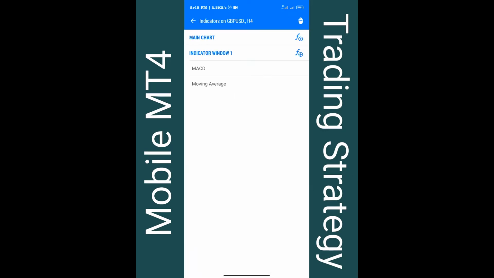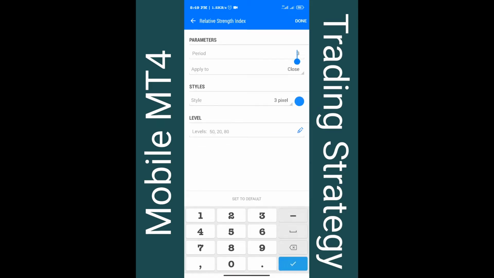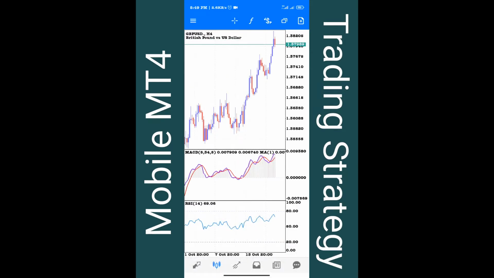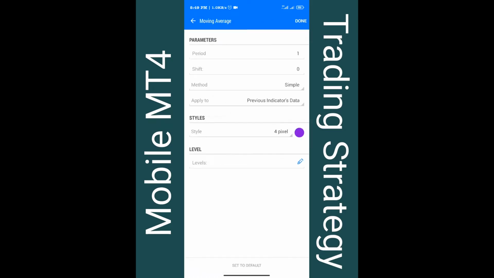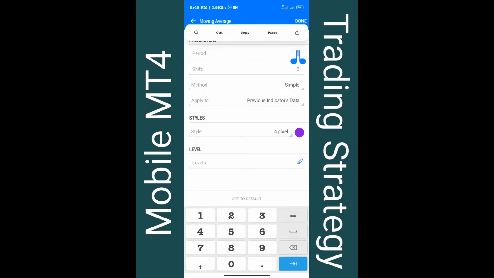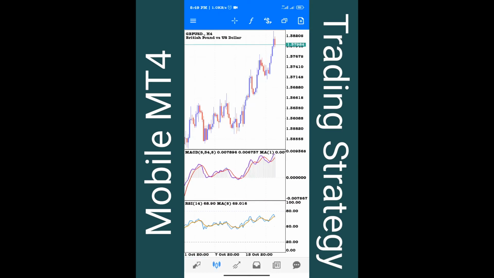Then we have to add RSI, and the period of RSI will be 14, and okay, that's it. Now we have to add another indicator, that is moving average. That will be moving average 5, I mean EMA 5, and that will be applied to the previous indicator, and voila.